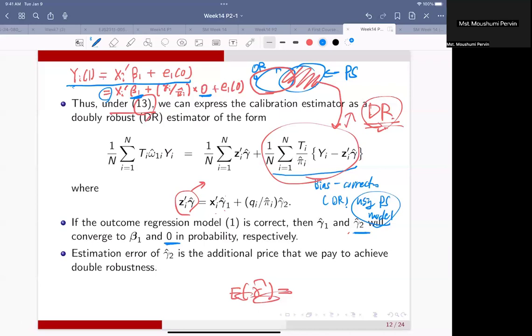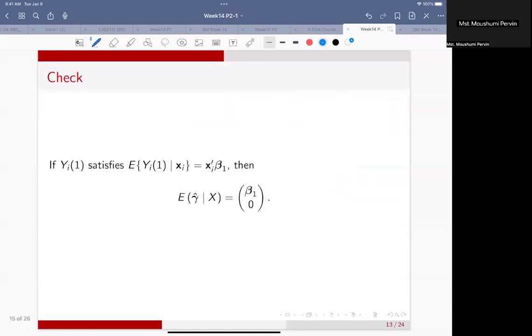So that means you are actually estimating 0. So the gamma hat 2 is the additional price that we pay to achieve the W robust. So here's a key point. If this is the true model, let's take a look at what the expectation is.